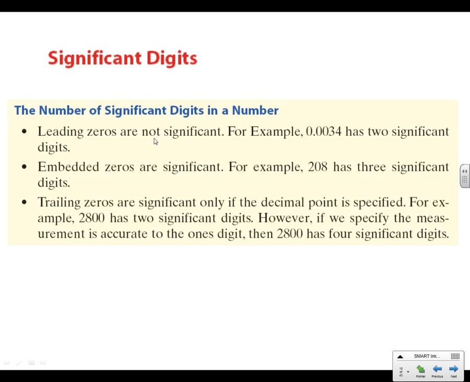All right, significant digits. Leading zeros are not significant. In this 0.0034 number, that's 2 significant digits. Embedded zeros are significant. 208 has 3 significant. So difference between embedded and leading zeros. And trailing zeros are significant only if the decimal point is specified. For example, 2800 has 2 significant digits. However, if we specify the measurement is accurate to the ones digit, then we have 4 significant digits because we know that it's exactly 0 and we're not rounding off and just kind of approximating.